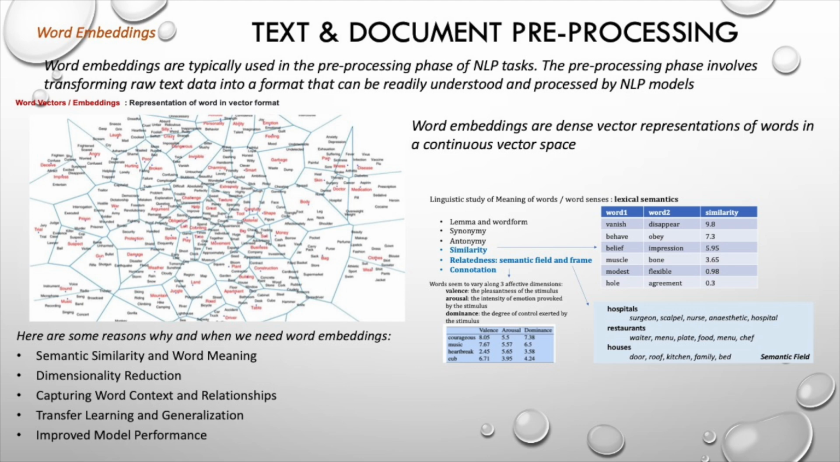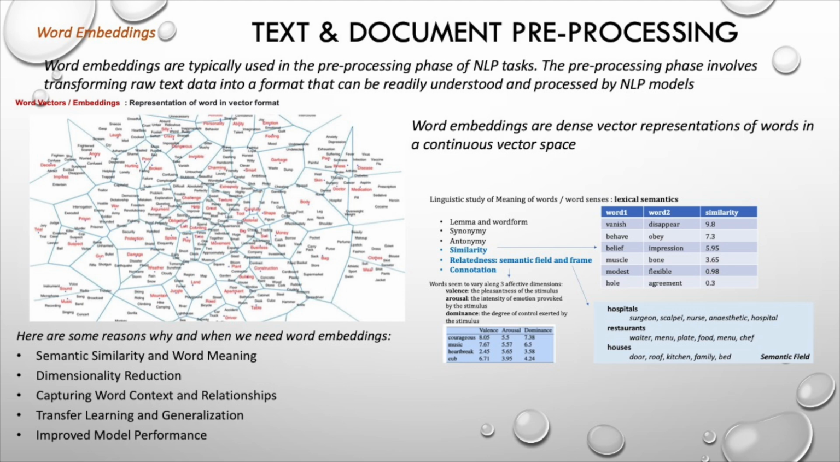Transfer learning and generalization. Pre-trained word embeddings can be used as initial representations in downstream NLP tasks. By leveraging pre-trained embeddings, models can benefit from the generalization and knowledge acquired from large-scale training data. Transfer learning with word embeddings helps overcome data scarcity issues in specific tasks and improves performance, especially when the task at hand has limited training data.